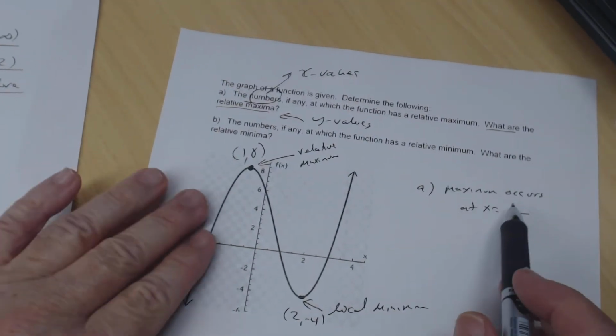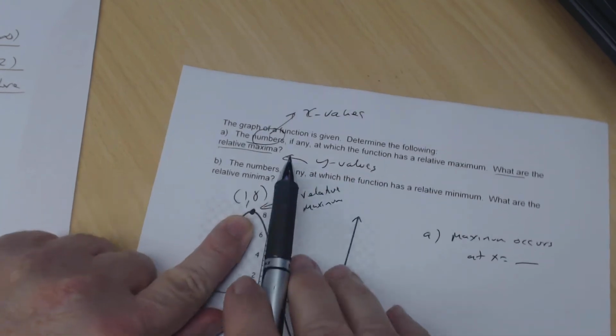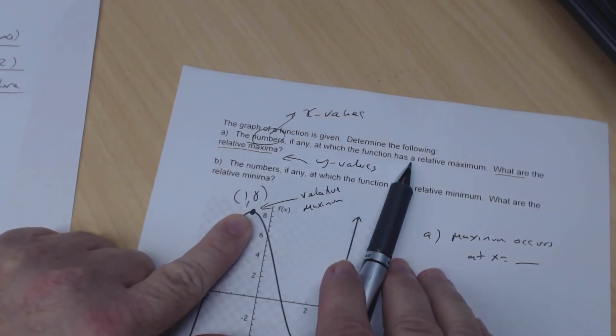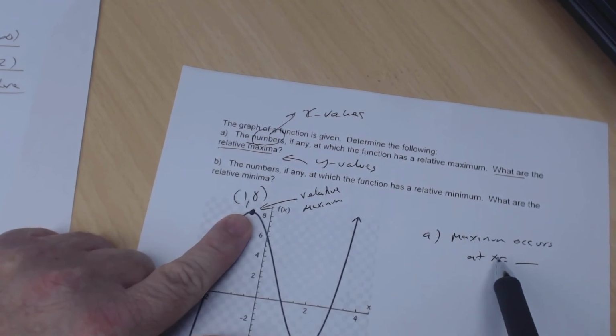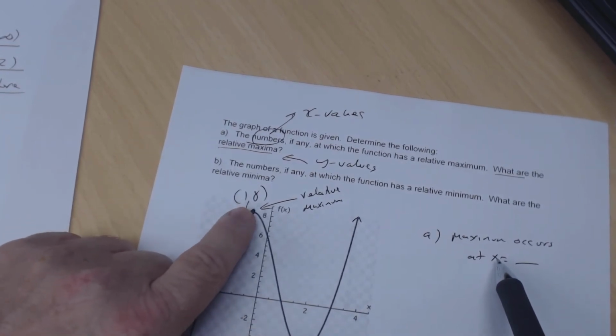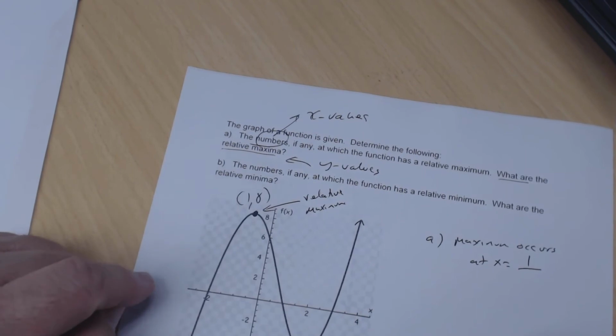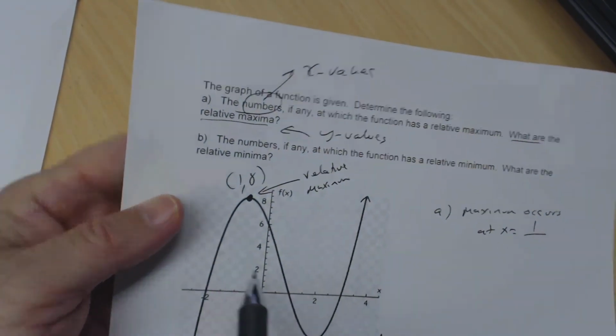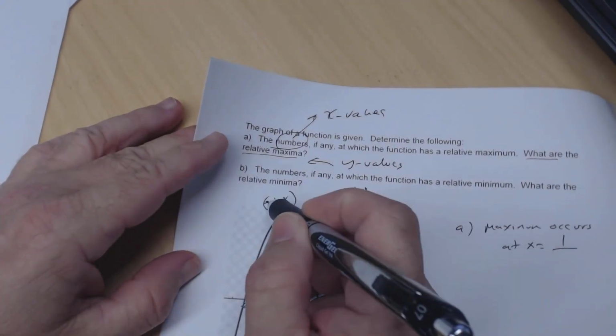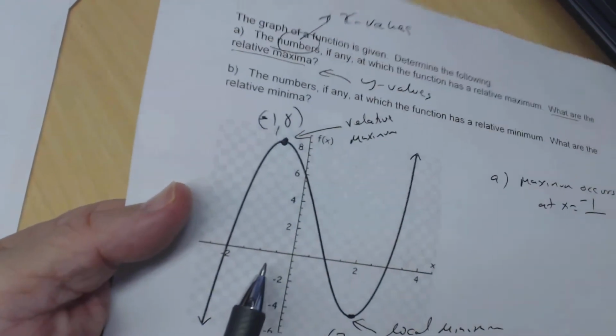All right, so here's my maximum. The first part asks for the numbers, if any, at which the function has a relative maximum. So I want to know, what is the x value? Well, if you read it, that's just 1. It occurs at x equal 1. Oh, I'm sorry, I said 1, excuse me. That's 0 here, so that's negative 1. All right, negative 1.